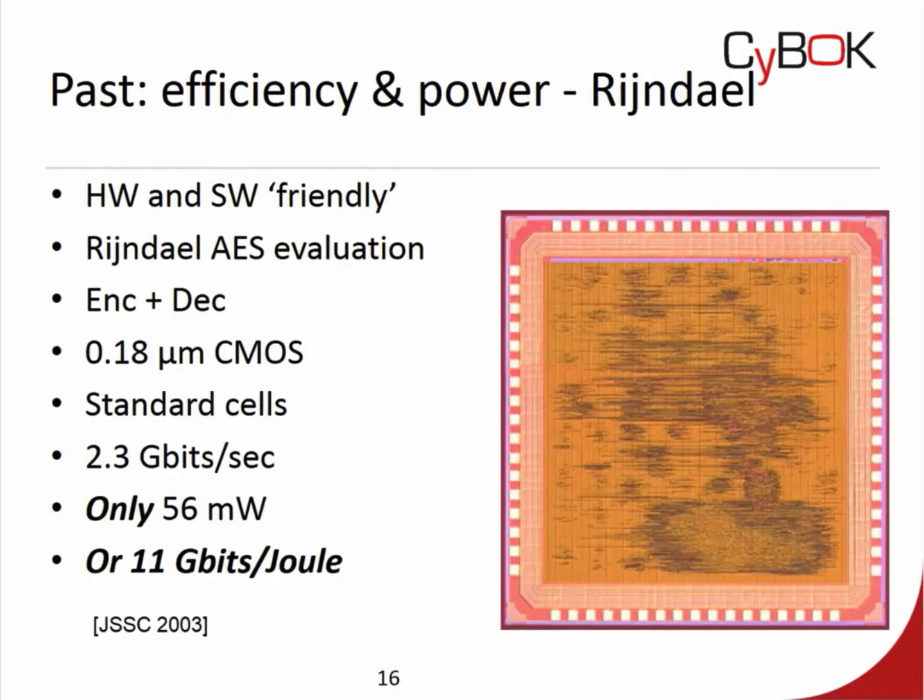So here I show another example. Rijndael, or AES, is an algorithm that we want to implement. We want this to be low power, high throughput, and so this is a typical ASIC design based on standard cells. It gets a throughput of more than 2 gigabits per second, but what's important, it consumes only 56 milliwatt and will give you 11 gigabits per joule. And gigabits per joule is a nice metric to compare the efficiency of your designs.